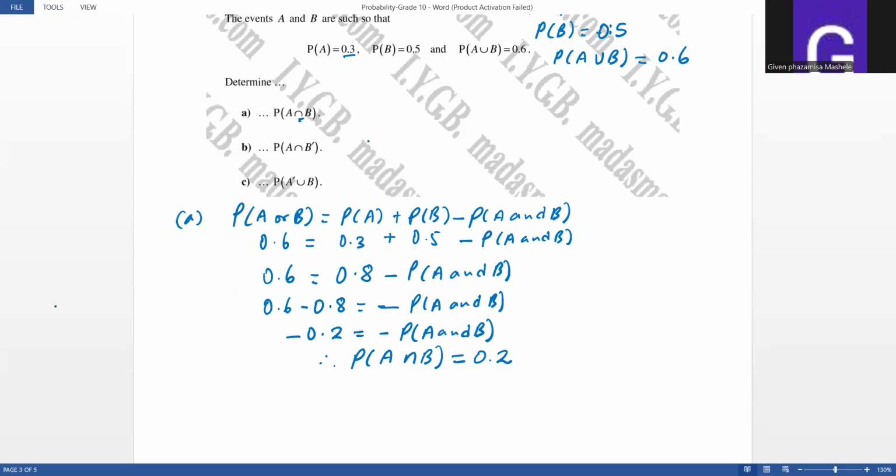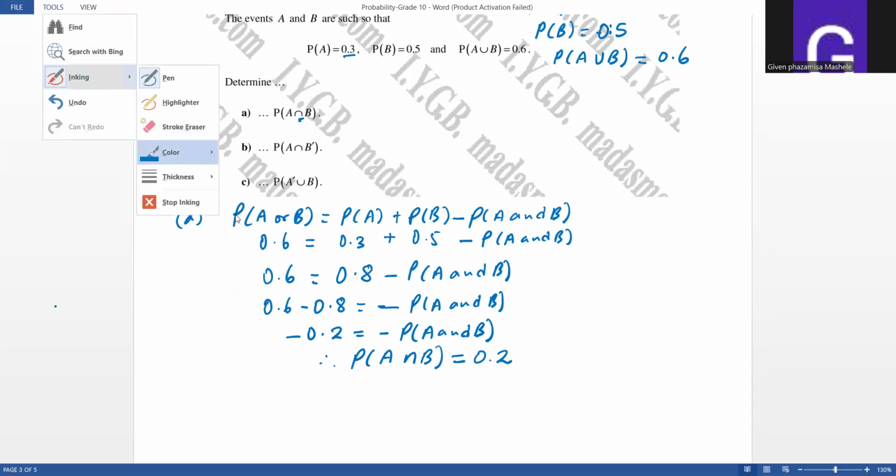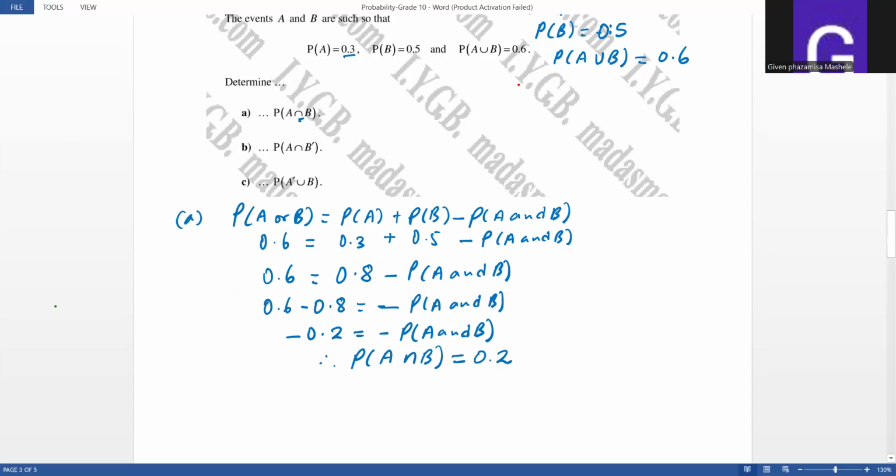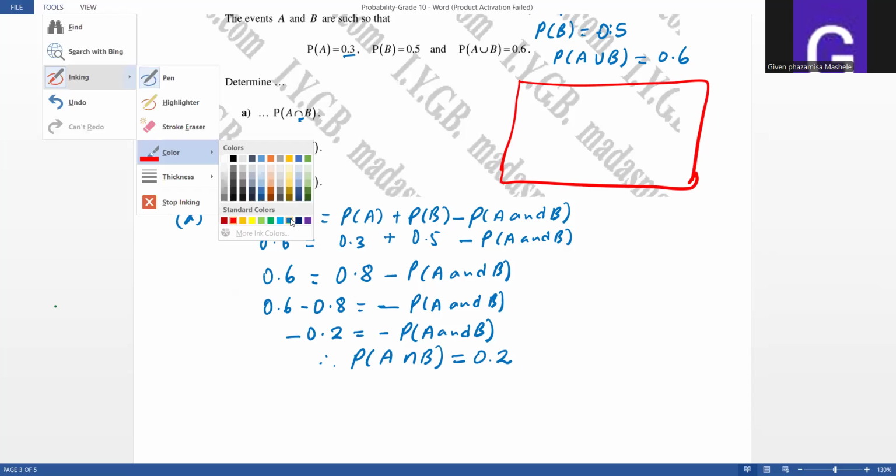Okay. Then the second question says, calculate the probability of A and not B. Remember, I've told you that you can still construct a Venn diagram. Let's construct a Venn diagram in order to calculate the probabilities. Here we have two events. And remember, since A and B is not zero, it means they are not mutually exclusive because they are intersecting.